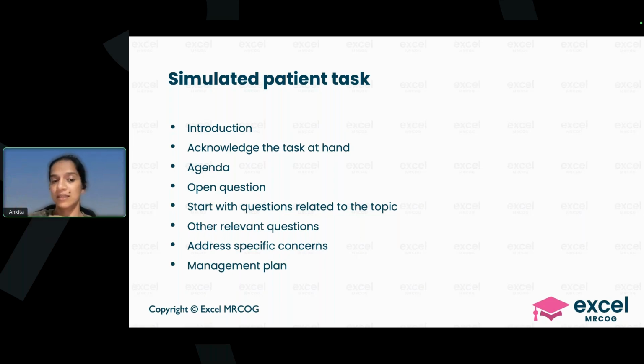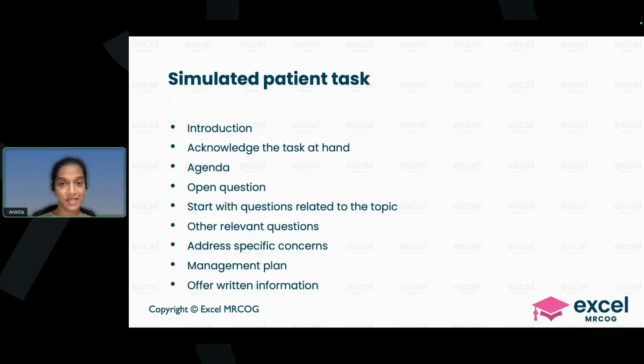Okay. Then you go through the management plan with her and do not forget to give her some written information. Okay. PIL, patient information leaflets that we offer to the patient, right? So you need to say that, and we tell our candidates to say it somewhere in the middle of the task. Do not keep it at the end because a lot of candidates will say PIL towards the end of the task and then they will run out of time because the buzzer would ring and it would already be 10 minutes and they have not said PIL at all.